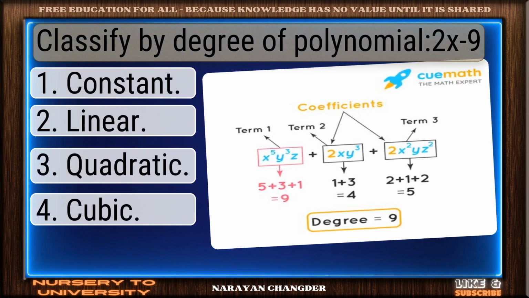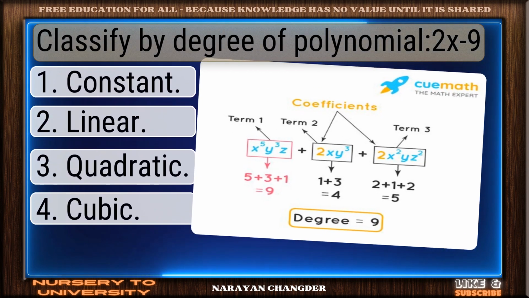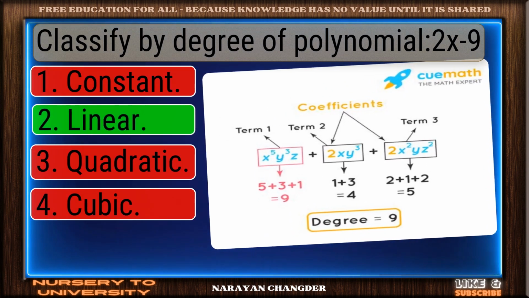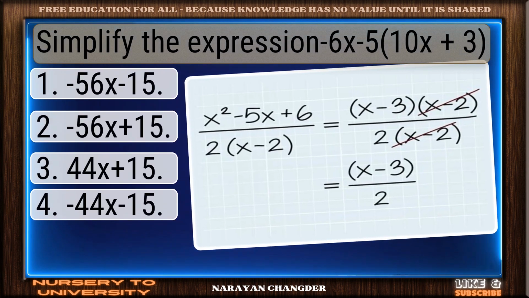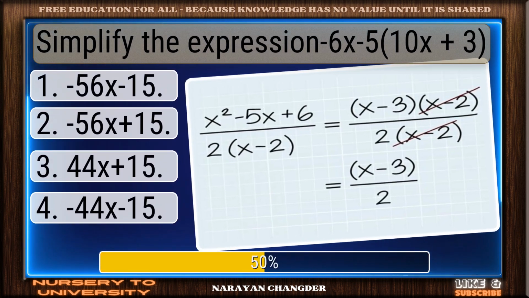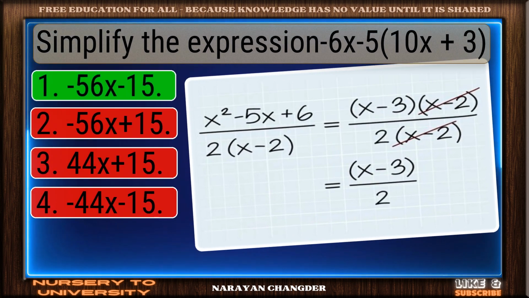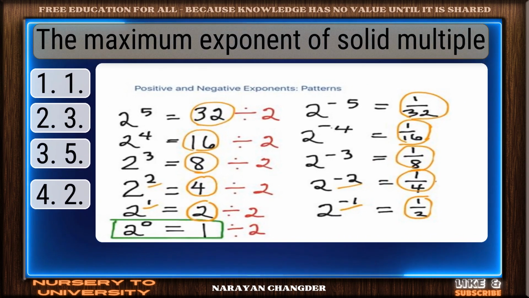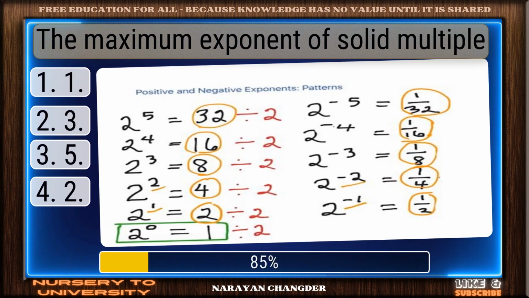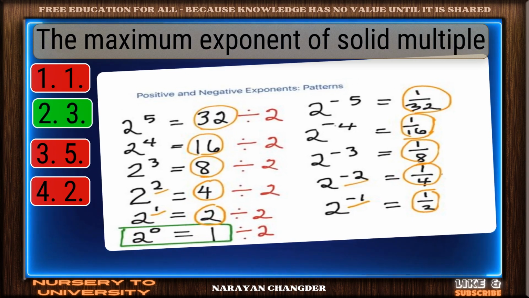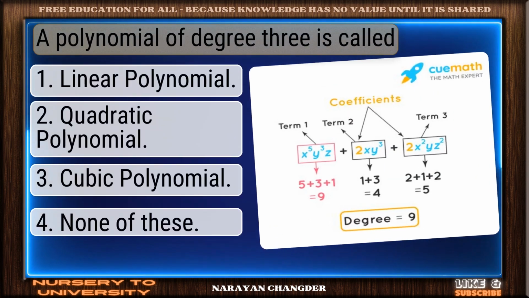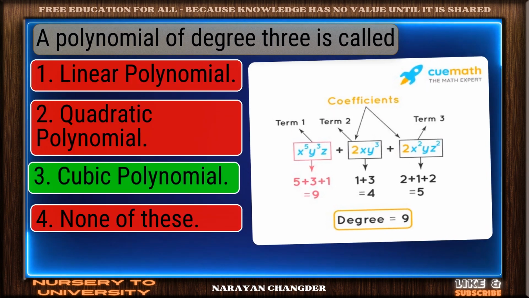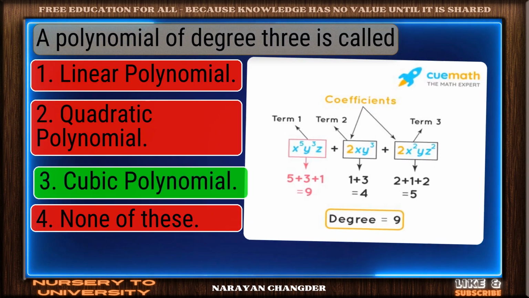Classify by degree of polynomial. 2x+9. On track. Linear is correct. Simplify the expression. Right choice. 5 is the maximum exponent of the polynomial. Correct response. 3 is accurate. A polynomial of degree 3 is called... Valid point. Cubic polynomial is true.